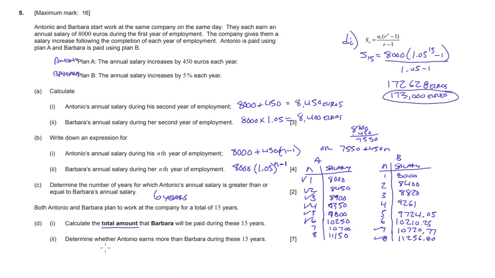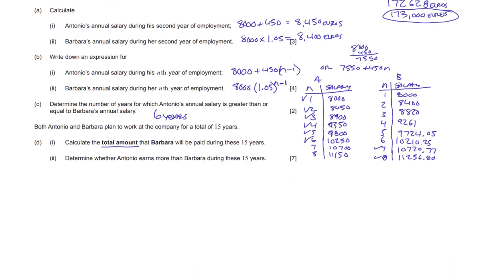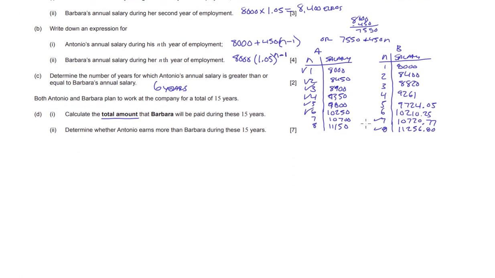So then part 2 is going to be: determine whether Antonio earns more than Barbara during these 15 years. So now we're going to have to figure out how much Antonio makes. Of course, we don't have enough room down there, so let's do this down here.